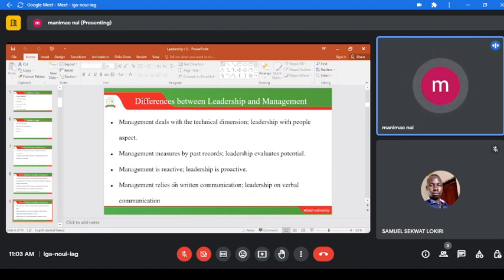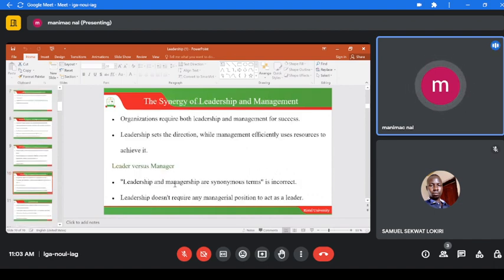Management is reactive. However, leaders are proactive. Okay? Management relies on written communication. However, leaders base on verbal communication. The words come from their mouth verbally. They don't need to put it down in written communication, which has to be done in management.